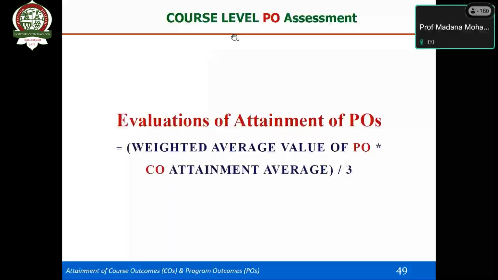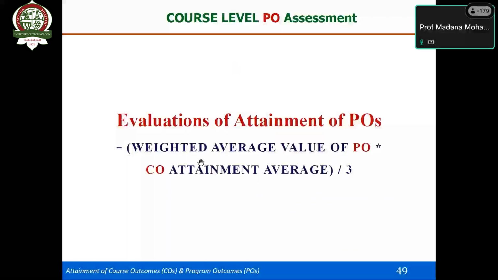Okay, course level PO attainment, the formula is: you take the weighted average value of PO into the CO attainment average value, whole divided by 3. So why have you taken the denominator as 3? Our 100%, our higher level is 3 only. So every time you compute against 100% only. That's why our higher level is 3.